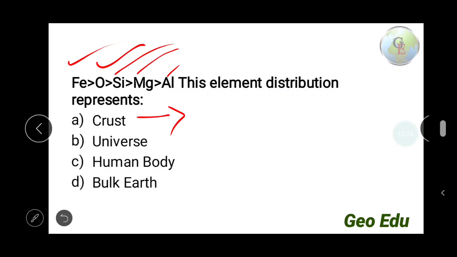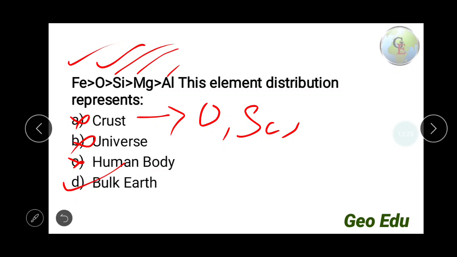As you know, in the crust silicon will be more than iron, so this is the wrong answer. In the universe, hydrogen and helium will be more, so this is the wrong answer. And in the human body, iron content is very less, and hydrogen, oxygen and water content will be more, so the answer will be bulk earth. In bulk earth, iron, oxygen, silicon, magnesium, then nickel I think will be there, then aluminum. And in crustal composition you can see first will be oxygen, that is 46%, and silicon will be 28%, aluminum will be 8%, and iron will be 5%. So in the crust oxygen will be first, then silicon, then aluminum, and after that iron will come. This is the crustal elemental distribution.